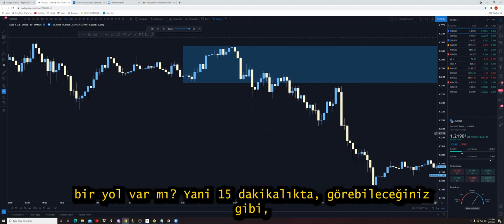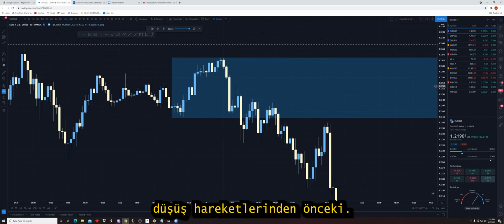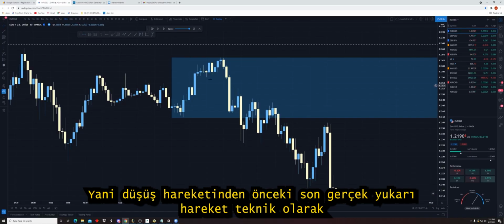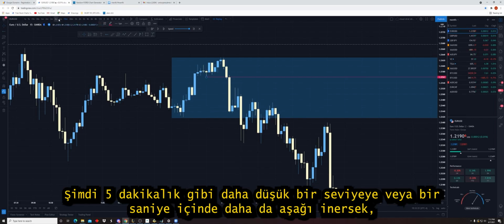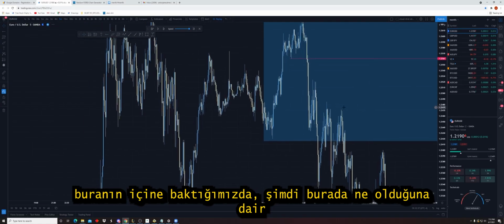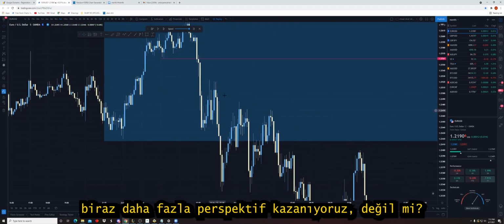So on the 50-minute, as you can see, we really had these last up moves before the down moves, these up moves right here before the down moves, and honestly, this has all been tested. Okay, so the last real up move before the down move could technically be drawn to this MentFX block. Now, if we get lower to like the 5-minute or even lower in a second, as we look in here, we now gain a little bit more of a perspective of what happened here, right?